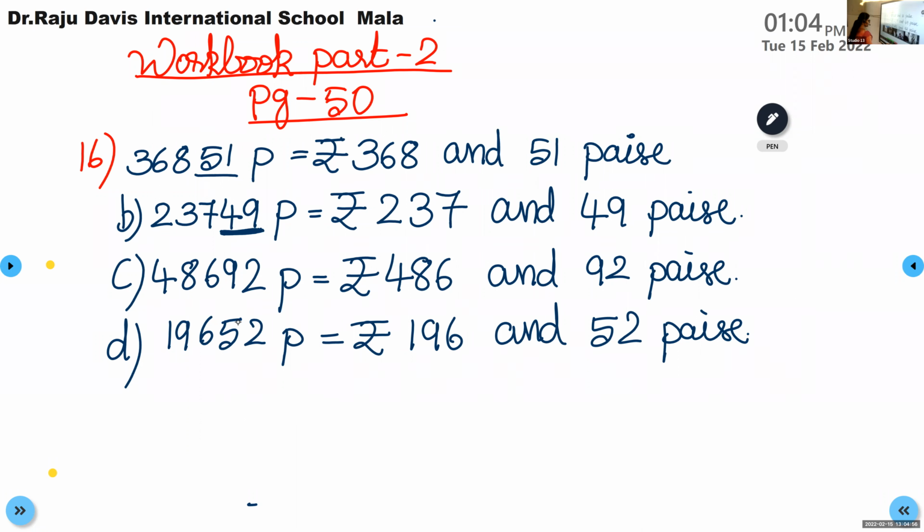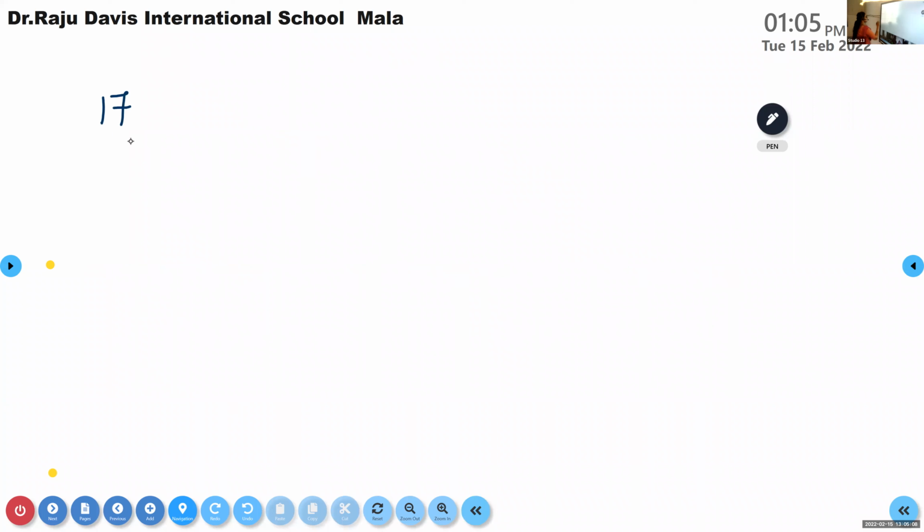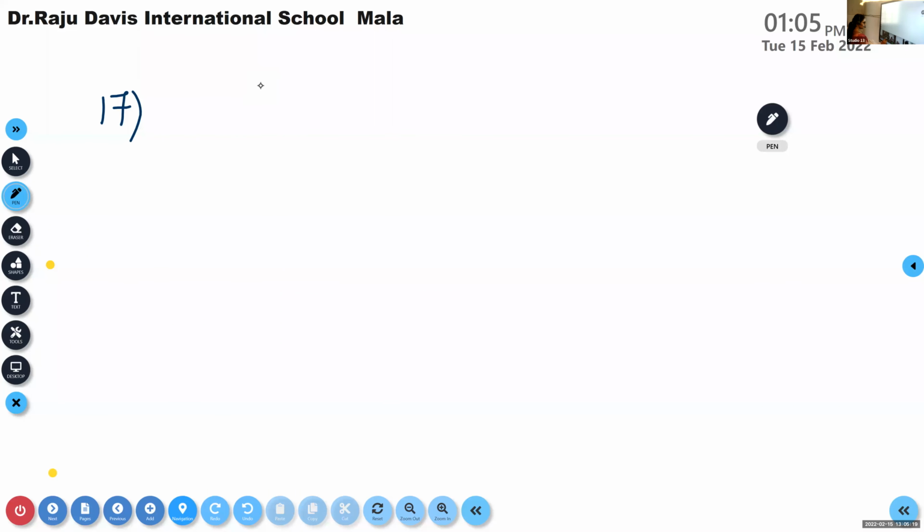Now, moving to question number 17. Vedika, read the question and tell me what is to be done there. Yes, ma'am. Shyam has 67,899 paise. Convert the amount to rupees.